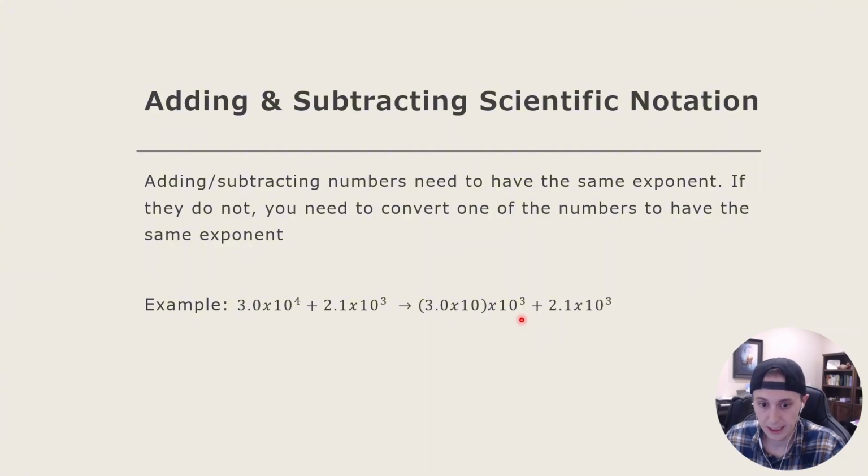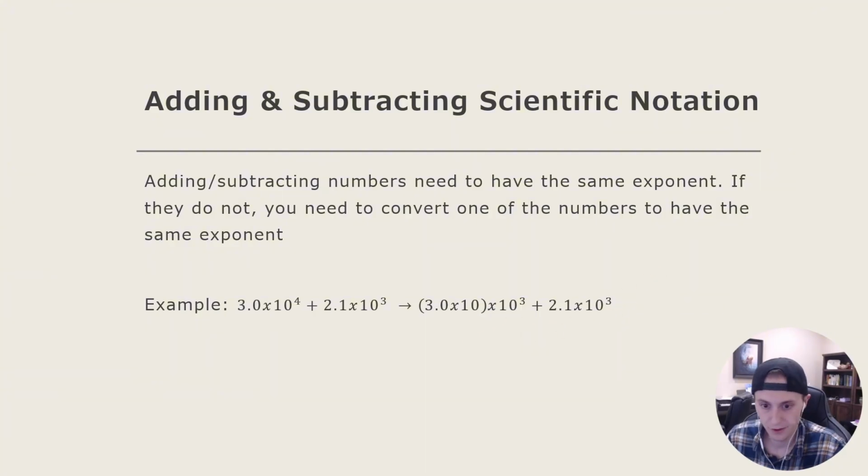Now can you see what I did here? I pulled out one of these 10s. There's 4 of them, 10 times 10 times 10 times 10. That's how you get 10 to the fourth. I pulled out one of those 10s. And now we have the 10 here times 10 to the third. And then we just kept 2.1 times 10 to the third the same.